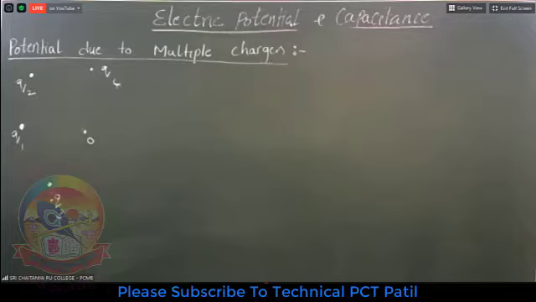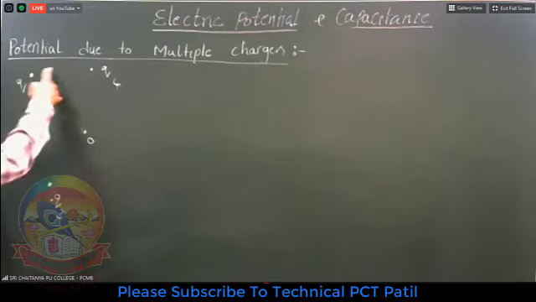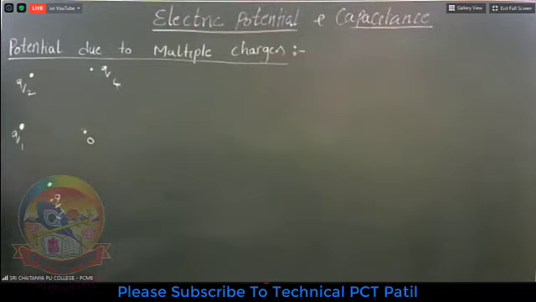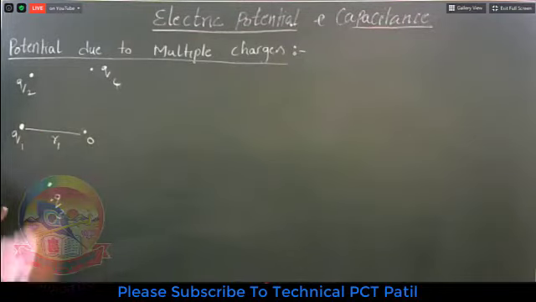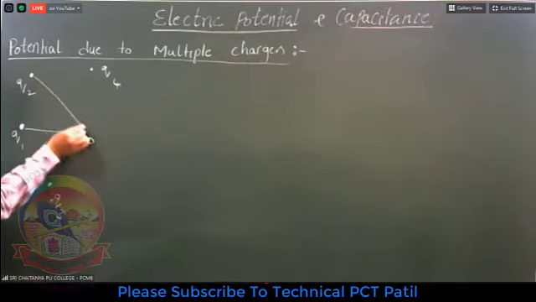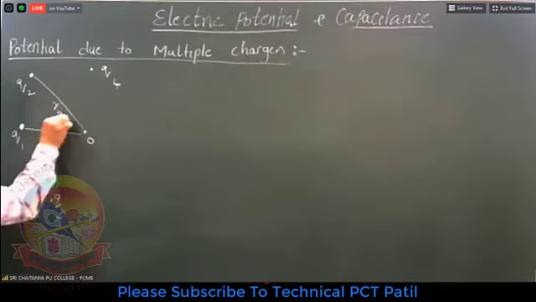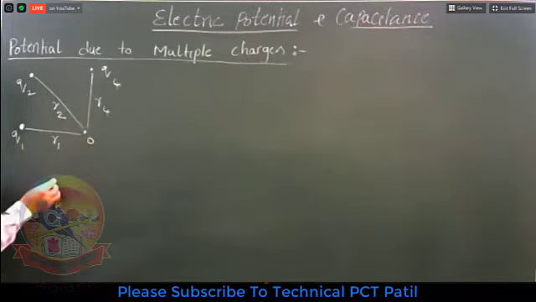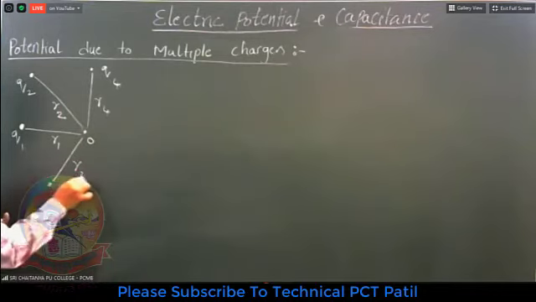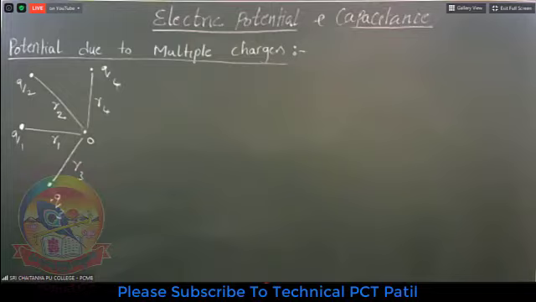Our question is, what is the net potential at this point due to these charges? Let the first charge be at a distance R1, the second charge at a distance R2 from this point. This charge is at a distance R4, and this charge is at a distance R3. What is the potential at this point due to these charges?